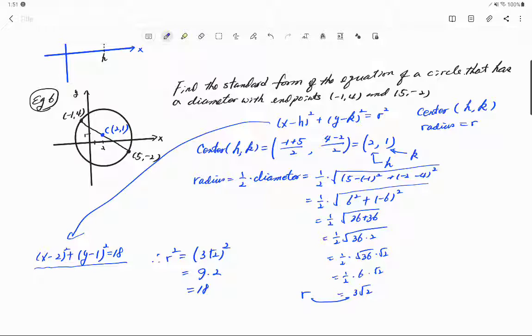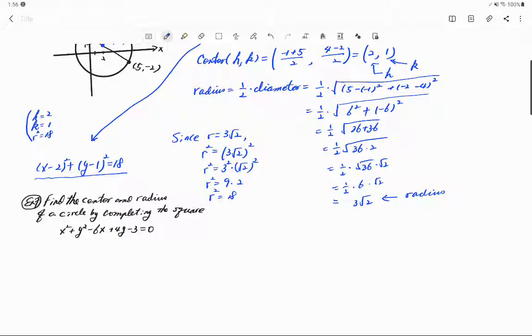All right, so it's not hard. What you have to do is find the center, and the center is the midpoint of the two endpoints of the diameter. The midpoint is the average of the x coordinates and the average of the y coordinates, right? So we find h and k, the center, and then find the distance between the 2 points. Then the radius will be half the distance. And then from there, find r squared.